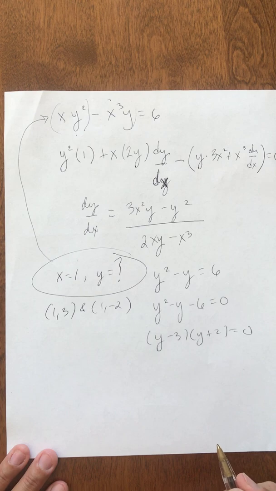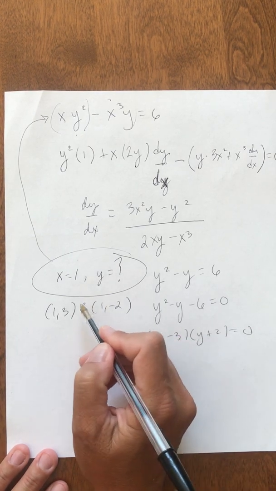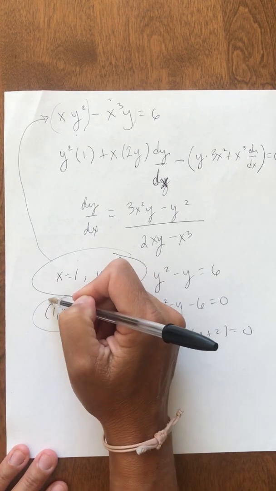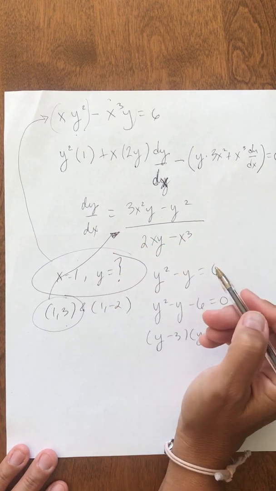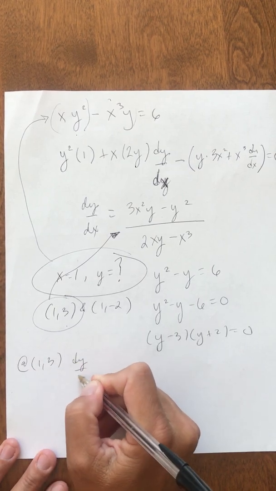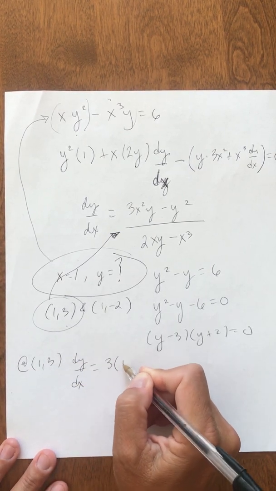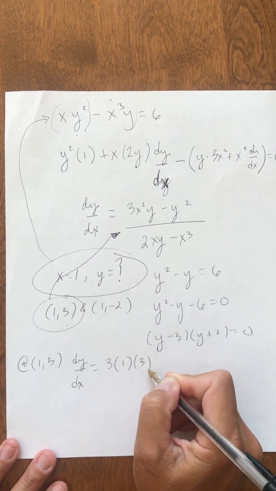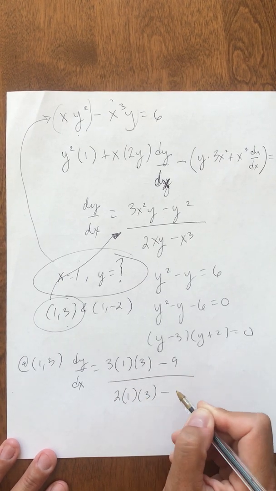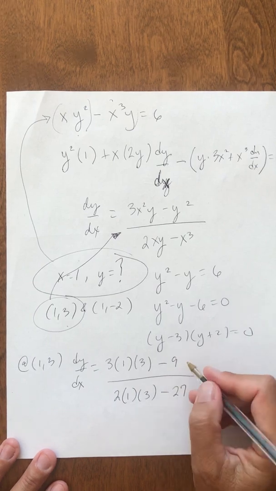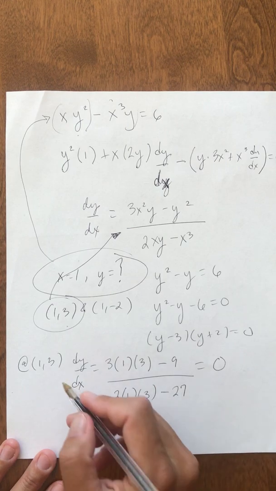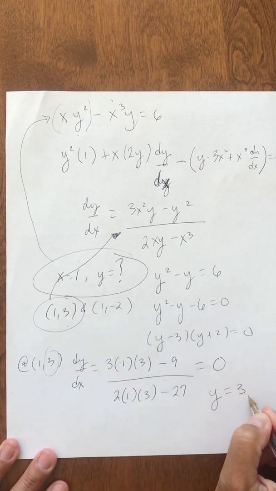Now find the tangent line to each of these points. So I have an x and I have a y. I have a point. What am I missing? A slope. Where do I find the slope? Derivative. I'm going to plug it into the derivative. So I'll just do one of these points for you. At the point (1, 3), my derivative is (3x squared y minus y squared) all over (2xy minus x cubed), which with the numbers plugged in gives a numerator of 0. So this is 0. If a slope is 0, I know my line is horizontal. The equation of a horizontal line is just y equals 3.